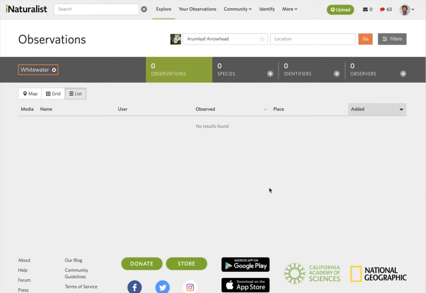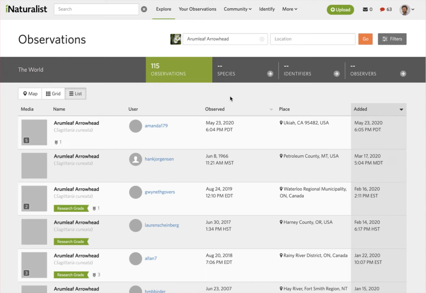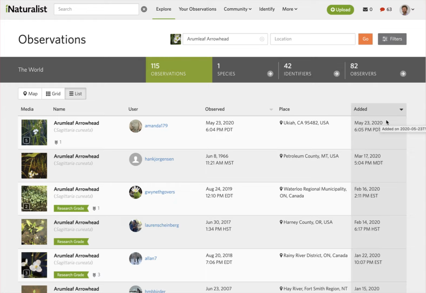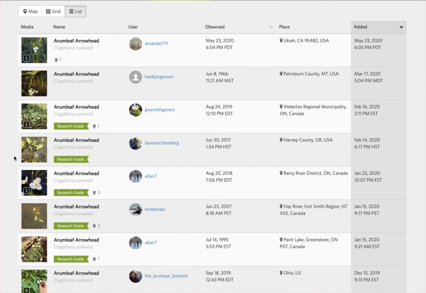No results found. That's exciting. I think it has defaulted to whitewater. I'm going to take that apart and see what happens. All right, so not in whitewater. We now have 115 observations, and we can see them as images. People who report these should be taking the photos. This is making iNaturalist into an amazing resource for curated images of specimens, of species.